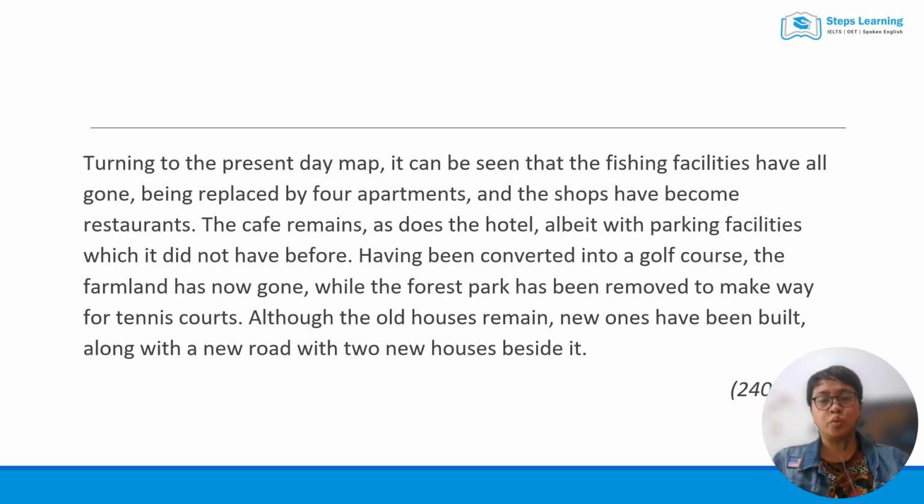Now we go to our body paragraph 2, which talks about the present day map. So use linking words. Turning to the present day map, it can be seen that the fishing facilities have all gone, being replaced by 4 apartments, and the shops have become restaurants. The cafe remains, as does the hotel, albeit with parking facilities which it did not have before.